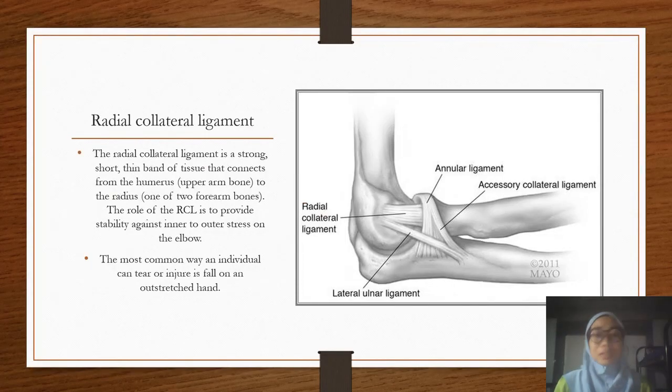Radial collateral ligament. The radial collateral ligament is a strong, short, thin band of tissue that connects from the humerus, the upper arm bone, to the radius, one of two forearm bones. The role of the RCL is to provide stability against inner to outer stress on the elbow. The most common way an individual can tear or injure it is a fall on an outstretched hand.